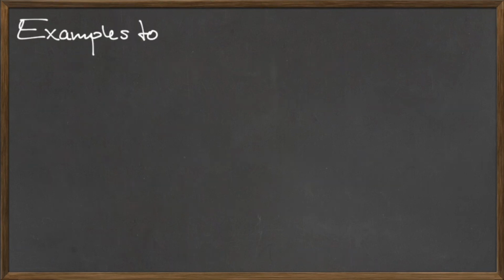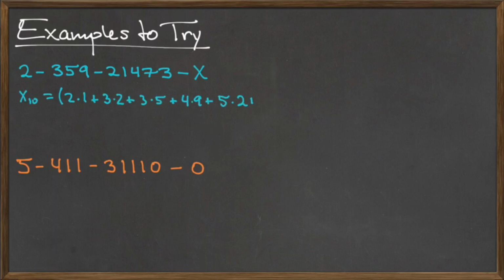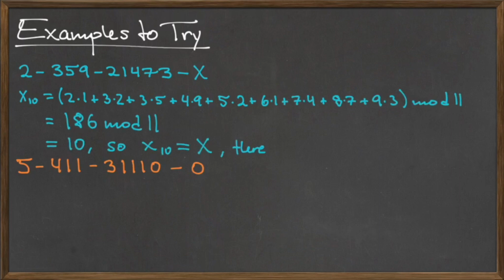For some additional practice, try determining if the 2 ISBNs below are valid. Remember that a capital letter X in the ISBN stands for the number 10. For the first example, we find that the 10th digit, x10, should be the number 10, which is what we are given in the form of the capital letter X. So, the first ISBN is valid.